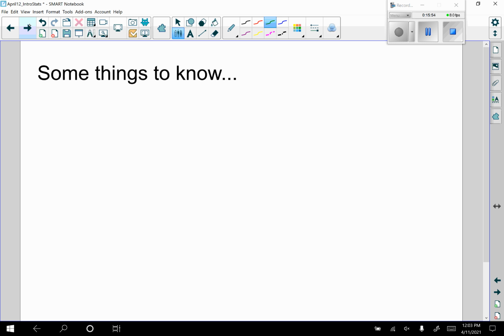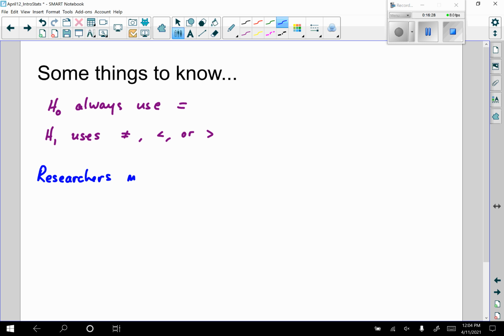All right, these are just some things to know so far. The null hypothesis always uses the equal sign. The alternative hypothesis uses one of the following three symbols, either not equal to, less than, or greater than. Researchers must translate the conjecture, or what we're going to eventually come to know as the claim, from words to symbols.